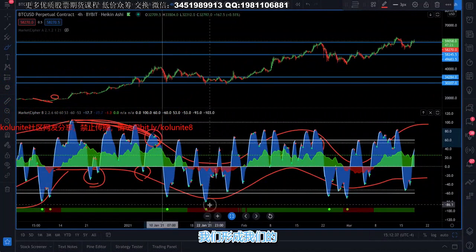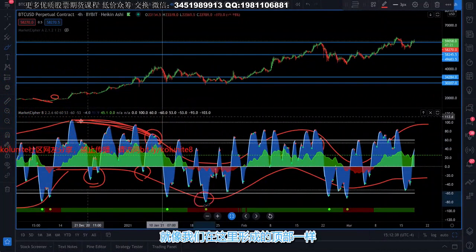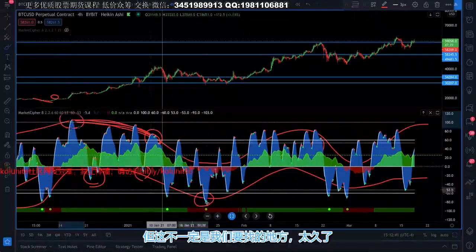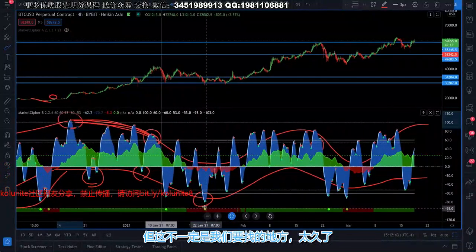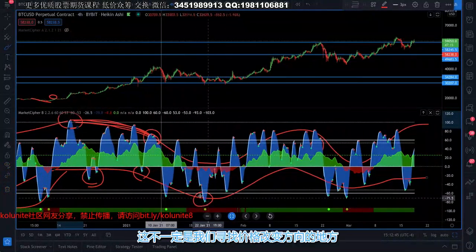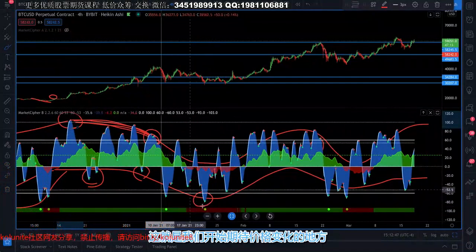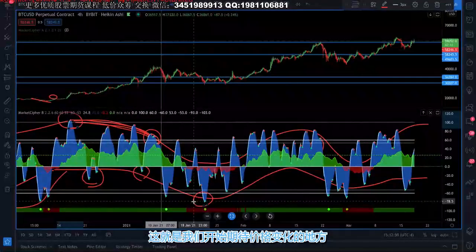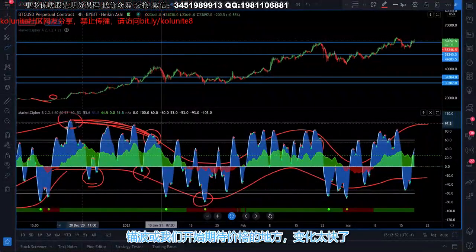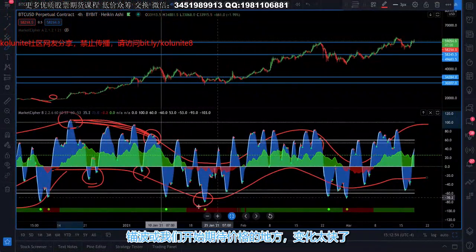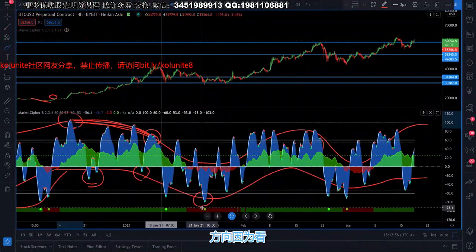We form our bottom right here, just like we formed our top up here. But this is not necessarily where we are looking to long. This is not necessarily where we are looking for price to change direction. This is where we begin expecting price to change direction. Anchor waves are where we start expecting price to soon change direction.